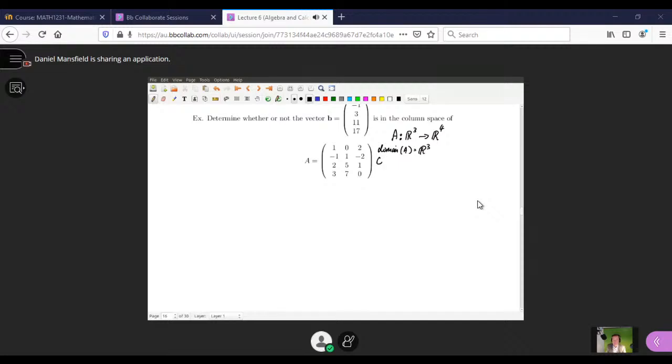Range, codomain of A is R4, just because it will produce vectors with four entries in it. And the range of A is going to be the column space. We'll talk a little bit more about that in a moment.